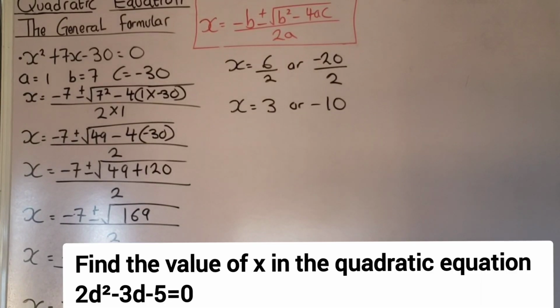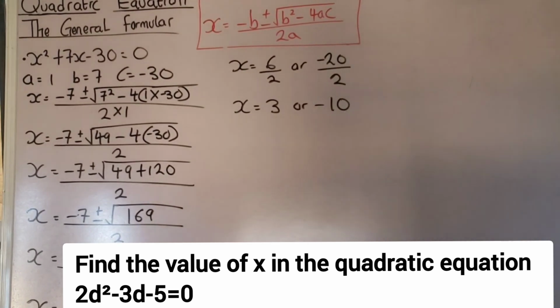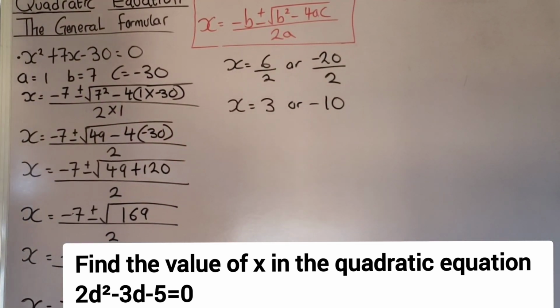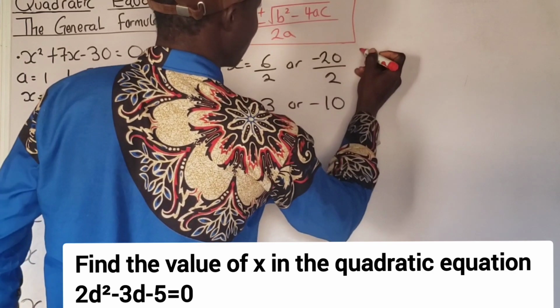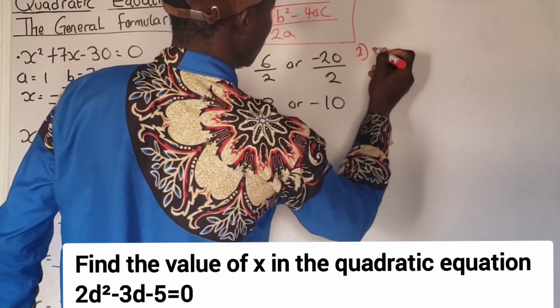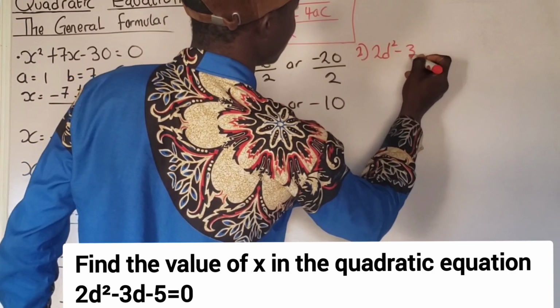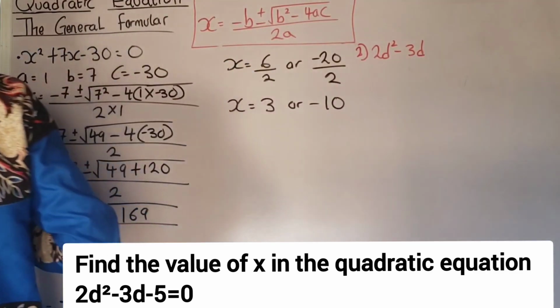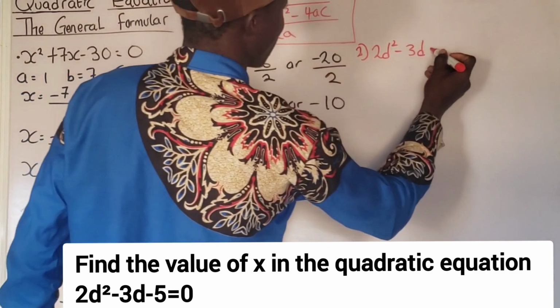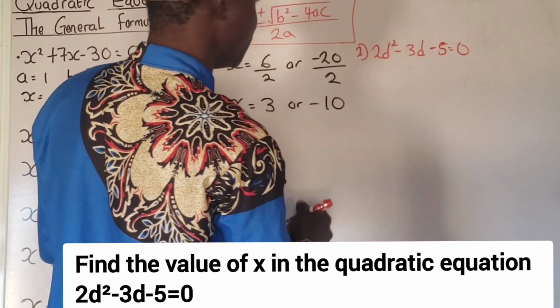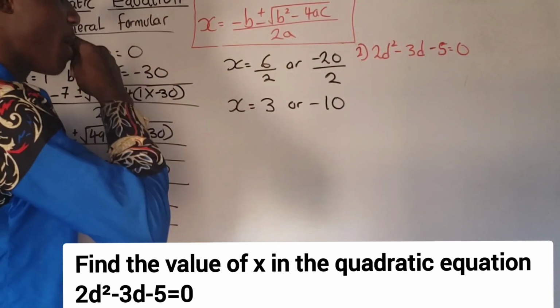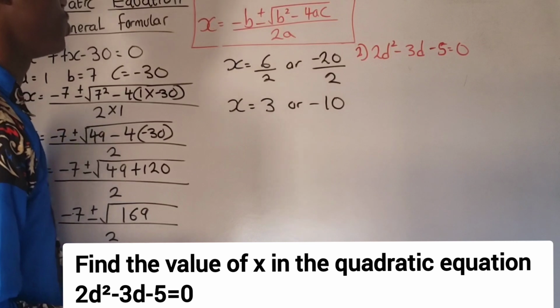Okay, question 2. Find the value of d in the quadratic equation 2d squared minus 3d minus 5 equals 0. We are asked to find the value of d in this quadratic equation. Now we are still going to use the formula method.